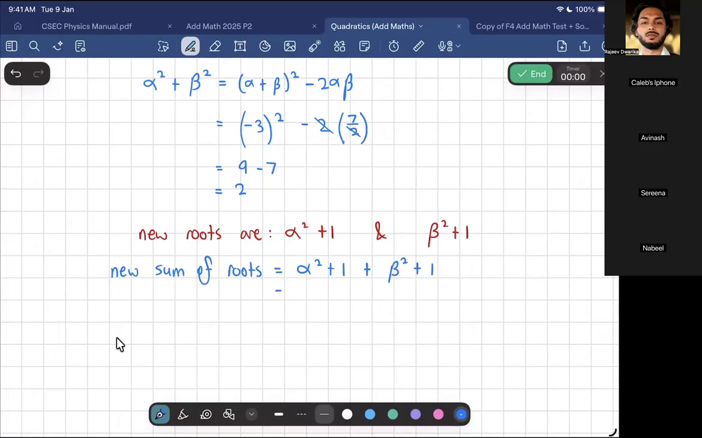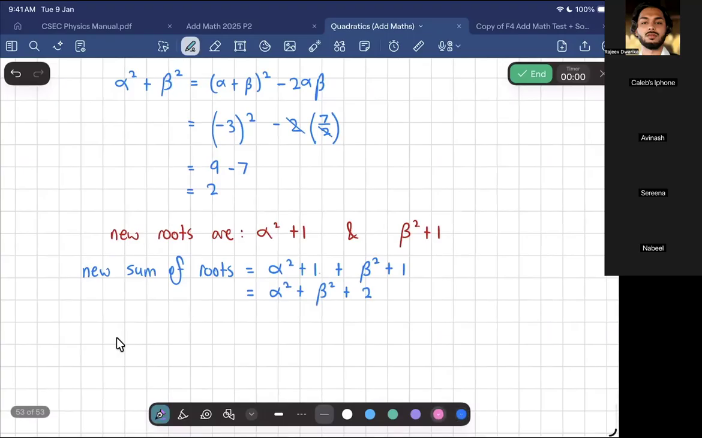Are you seeing any like terms over there? Yes, sir. So alpha squared plus beta squared plus 2. Right. Alpha squared plus beta squared plus 2, because 1 and 1 combined give you 2.